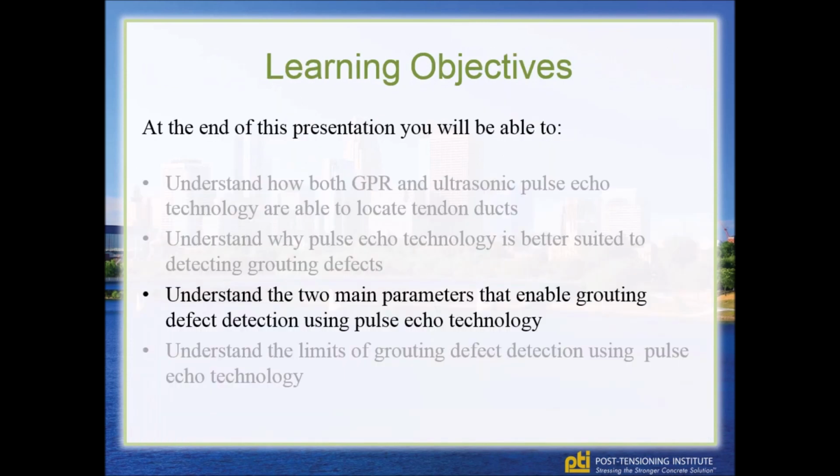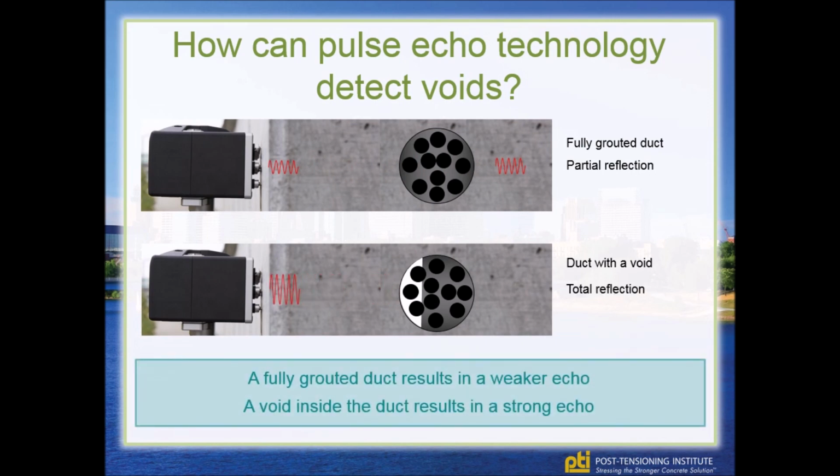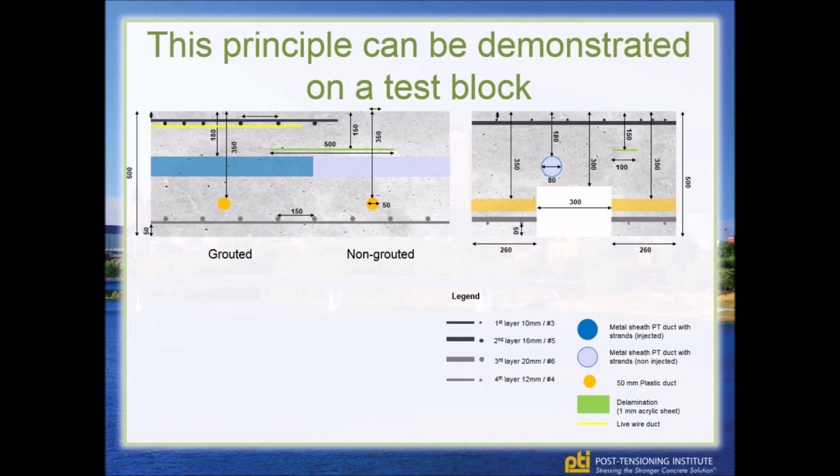As I said, there are two parameters which allow us to detect grouting defects using pulse echo technology. If we look at a fully grouted duct, you can see here we get a partial reflection. And if we look at a duct with a void, we get a total reflection. So basically, we get a weaker echo from a fully grouted duct, and if there's a void inside the duct, we get a very strong echo. So this is the first parameter that we can see. And we've demonstrated this principle.